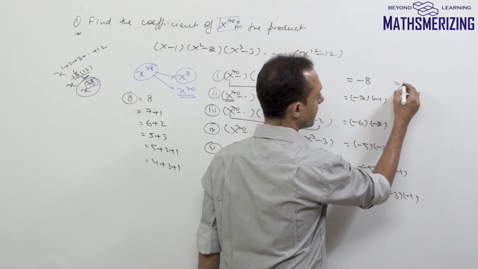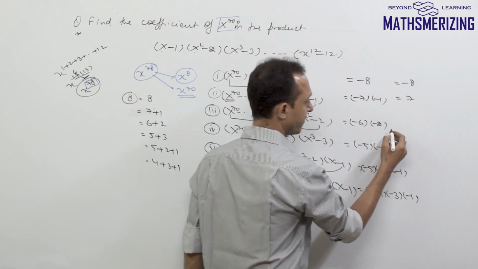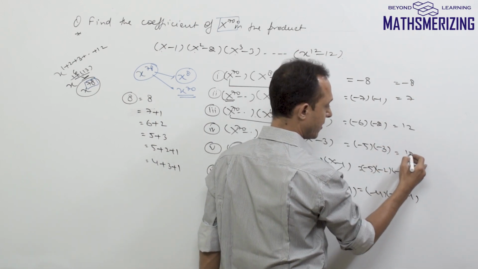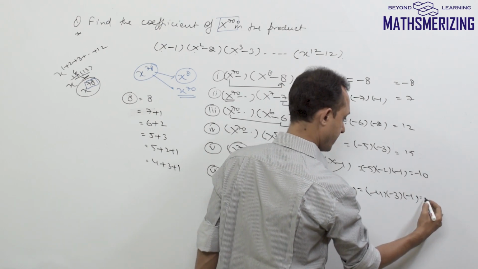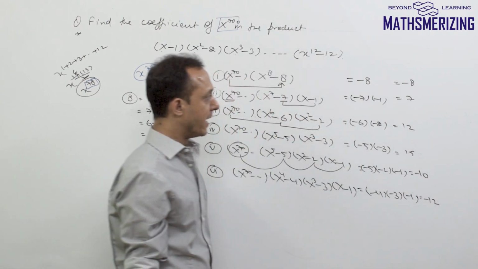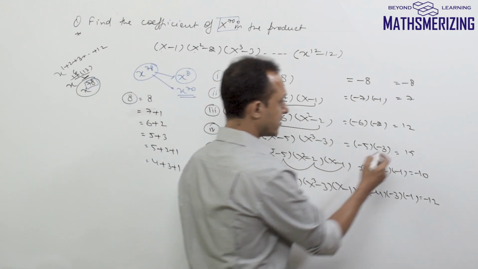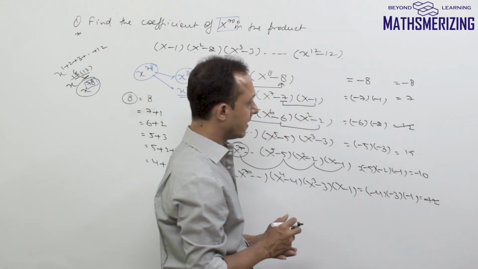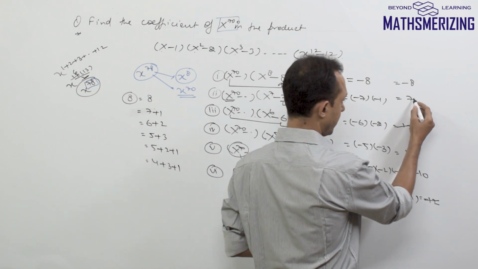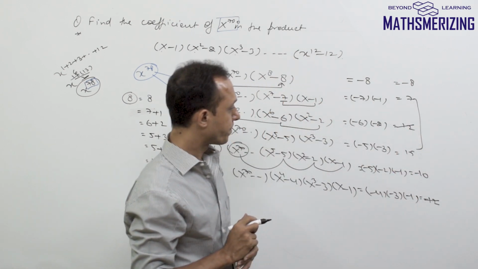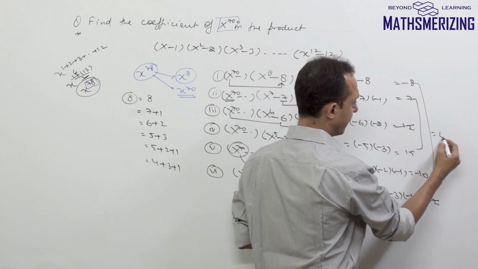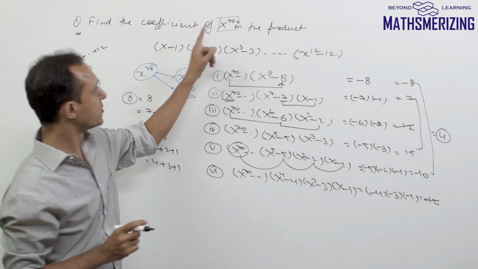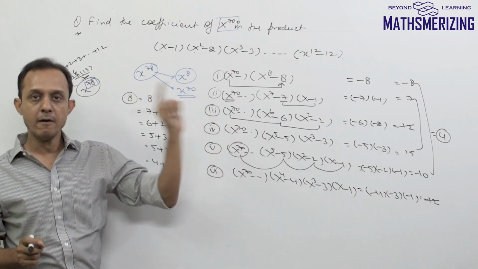Which is simply minus 8 plus 7 plus 12 plus 15 minus 10 and minus 12. So in that case, 12 and 12 will cancel. So this is 15 plus 7, which is 22. 22 minus 18 is simply 4. So the coefficient of x to the power 70 in this product will be simply 4.